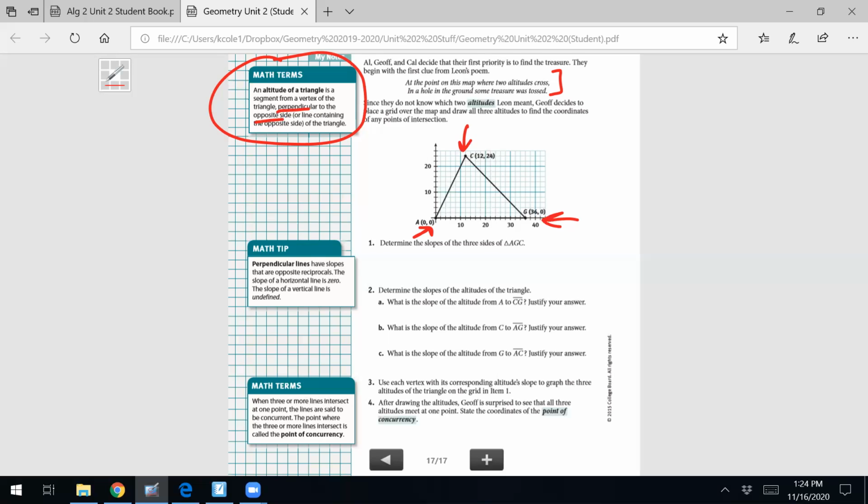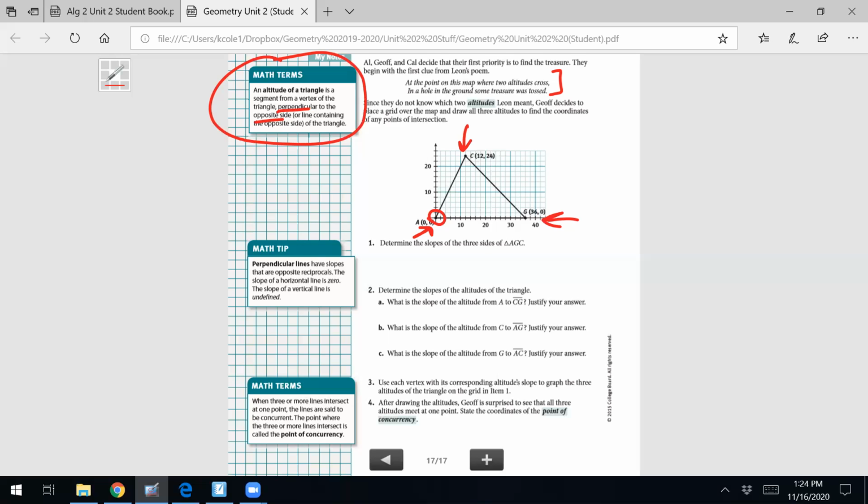Now, everybody's like, how do you know what the opposite side is? Well, if I'm coming from A, the side will not include A. It's not AC, that's not opposite. It's not AG, that's not opposite. The opposite side is CG. It's across the triangle. It does not include the letter A, which is what we're coming from.